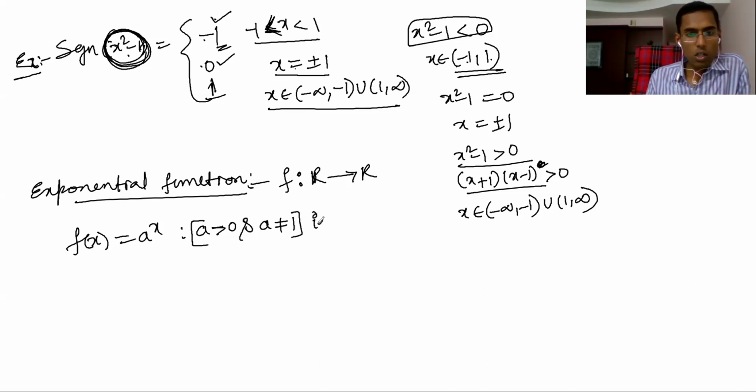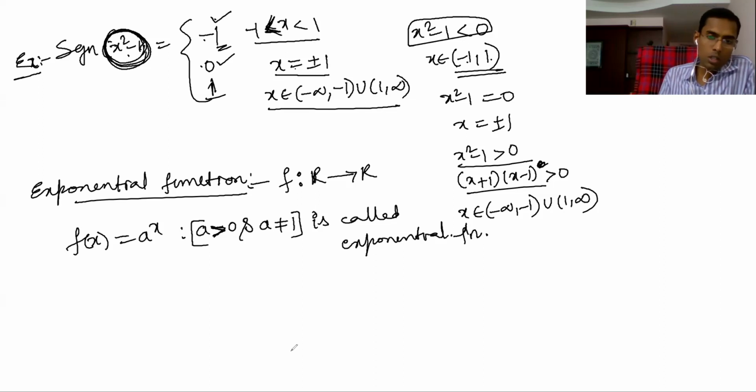Okay, a is a positive real number. A greater than 0 means a is a positive real number but not 1. This is called an exponential function. So already we discussed the exponential function. Where did we discuss it? In logarithms and exponents. In logarithms we discussed the exponential function.